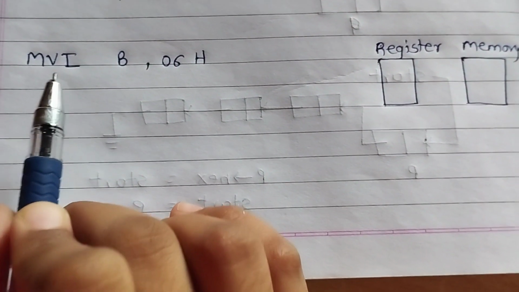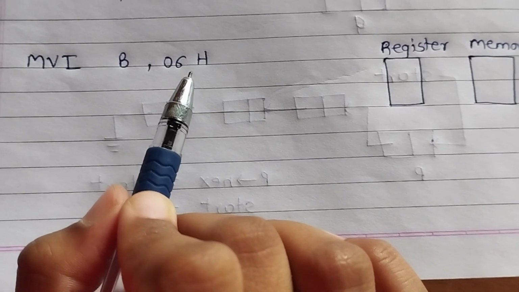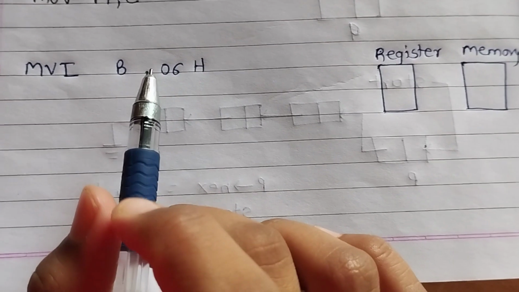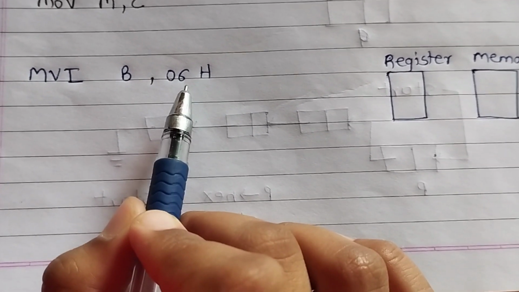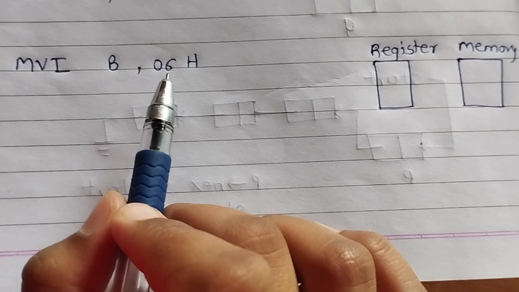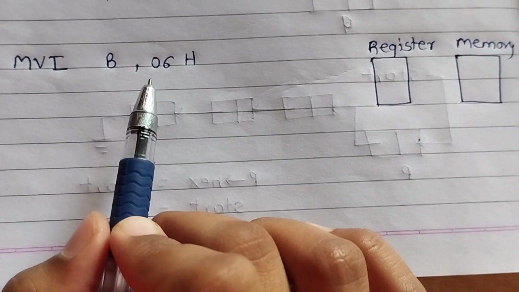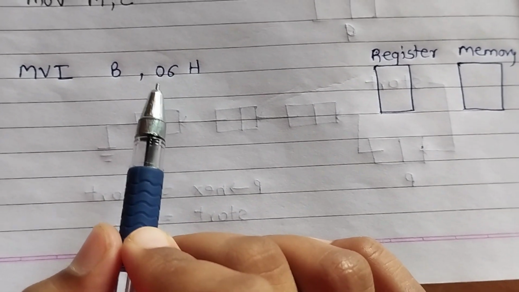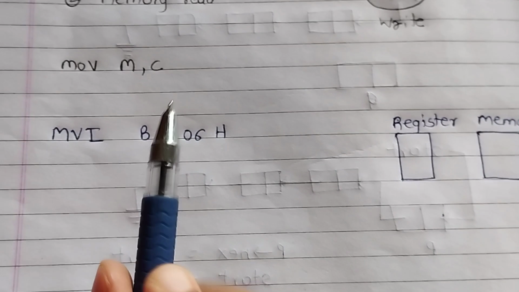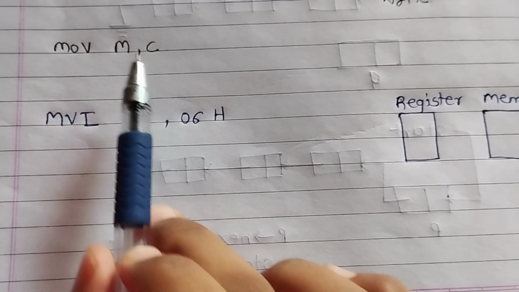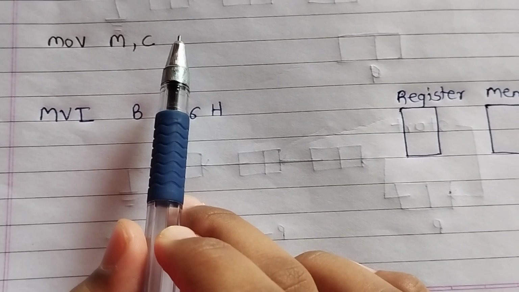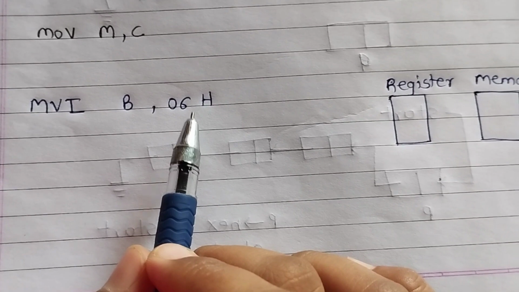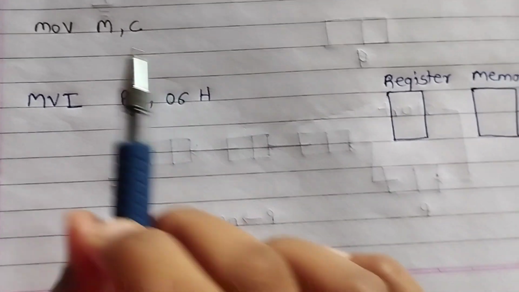Now the next instruction is MVI B,06. The given instruction is 2 byte because with the instruction 8-bit data is present, which is 06. If no 8-bit data is mentioned, then it is a 1 byte instruction. But in the case of MOV M,C, there is no 8-bit data present, so the given instruction is 1 byte, and this is 2 byte because 8-bit data is present in the given instruction.